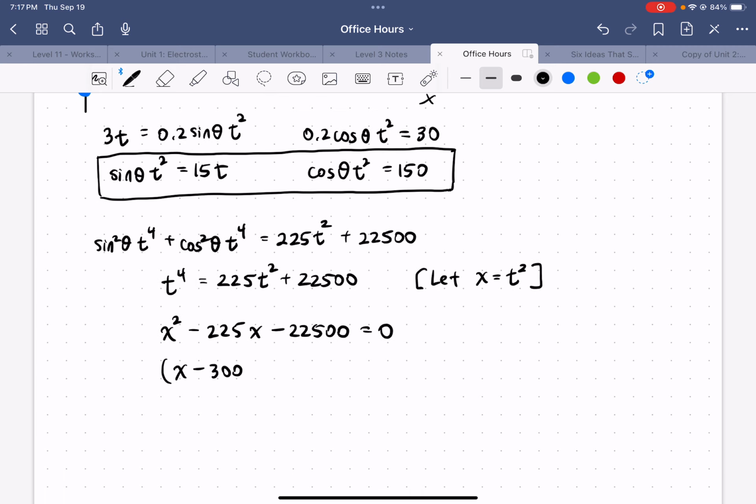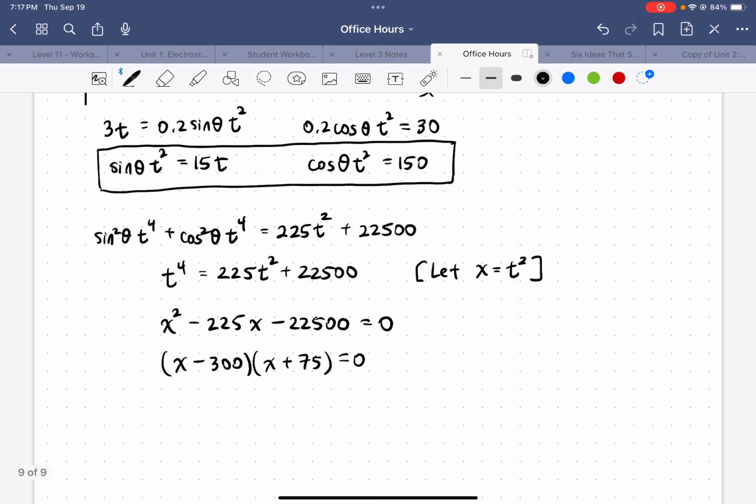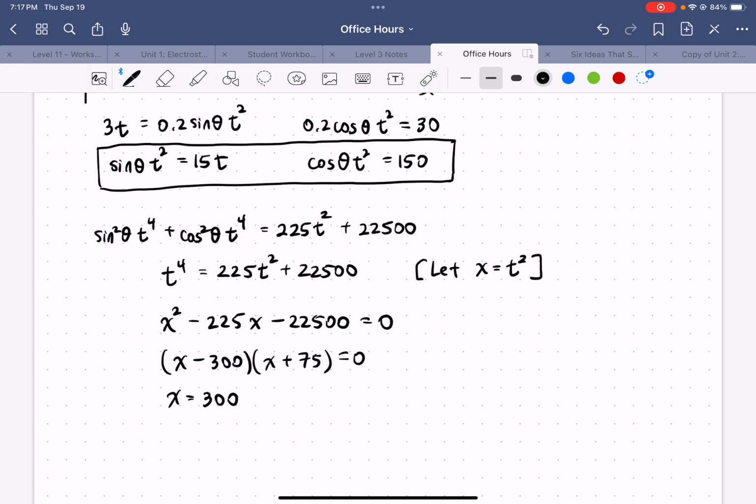Now x is equal to t squared, so we're going to have to take the square root of x to get our value for t. So x equals 300 is the only solution here that really works. So t is going to be the square root of 300, or 10 times the square root of 3. Okay, so now we have t, so we can finally solve for the angle that we need.